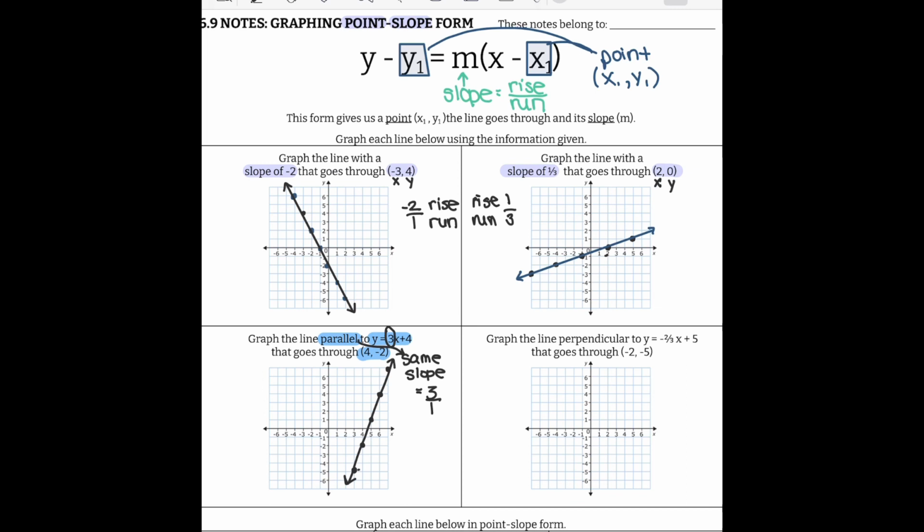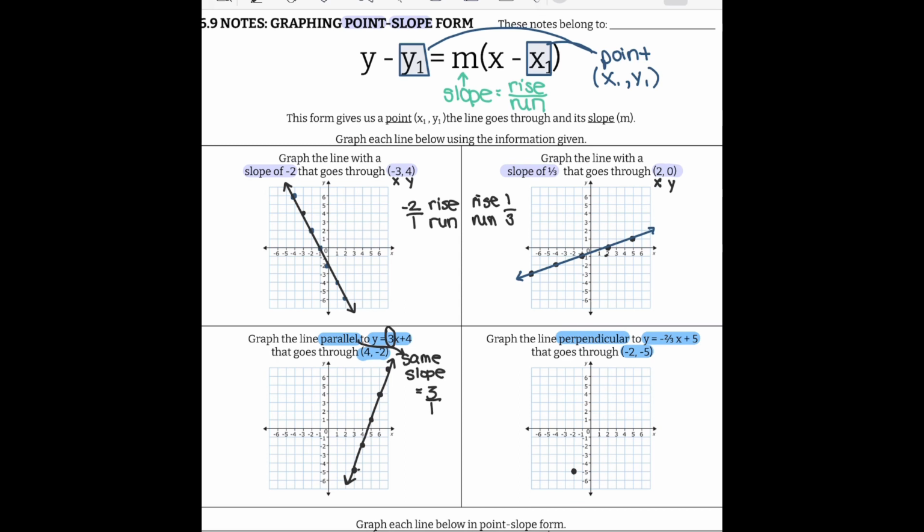And there we go. We have to read really carefully on the next one though, because it says the line perpendicular to y equals negative 2/3 x plus 5 and goes through negative 2, negative 5. So negative 2, negative 5, we're going to go to where x is negative 2, y is negative 5. Right here. Put a point there.